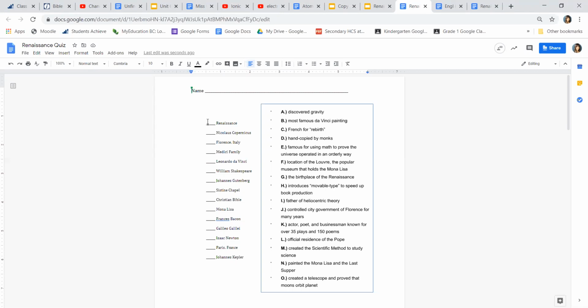So for this one here, I'm just going to give you a bit of a clue as far as what you're supposed to do. First one is Renaissance. So you're reading all of these statements here and you're seeing which one you think applies to that. Well, I'm looking through here, discovered gravity, no, that's definitely not it. Most famous Da Vinci painting, no, that's not it. French for rebirth, interesting.